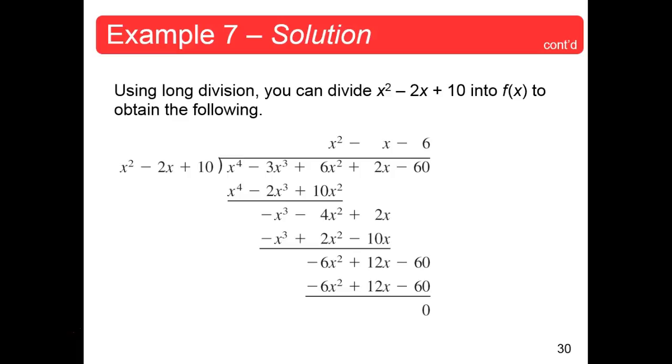When you subtract, obviously those go away, and then this would be a minus 4x squared minus a positive 2, minus the positive is negative, minus plus minus 6x squared. 2x minus is minus 10x, minus is positive, so that gives you 12x. Bring down the minus 60. And finally, x squared in the minus 6x squared is minus 6 times. Minus 6 times x squared is minus 6x squared. Minus 6 times negative 2x is positive 12x. Minus 6 times positive 10 is minus 60. And then when you subtract those, obviously everything goes to 0.